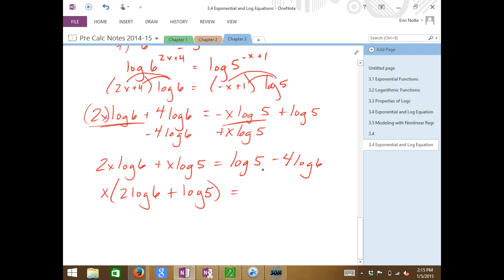Okay. Can somebody give me the value of the right-hand side off the calculator? So do the log of 5 minus 4 logs of 6. Give me a decimal value for that.